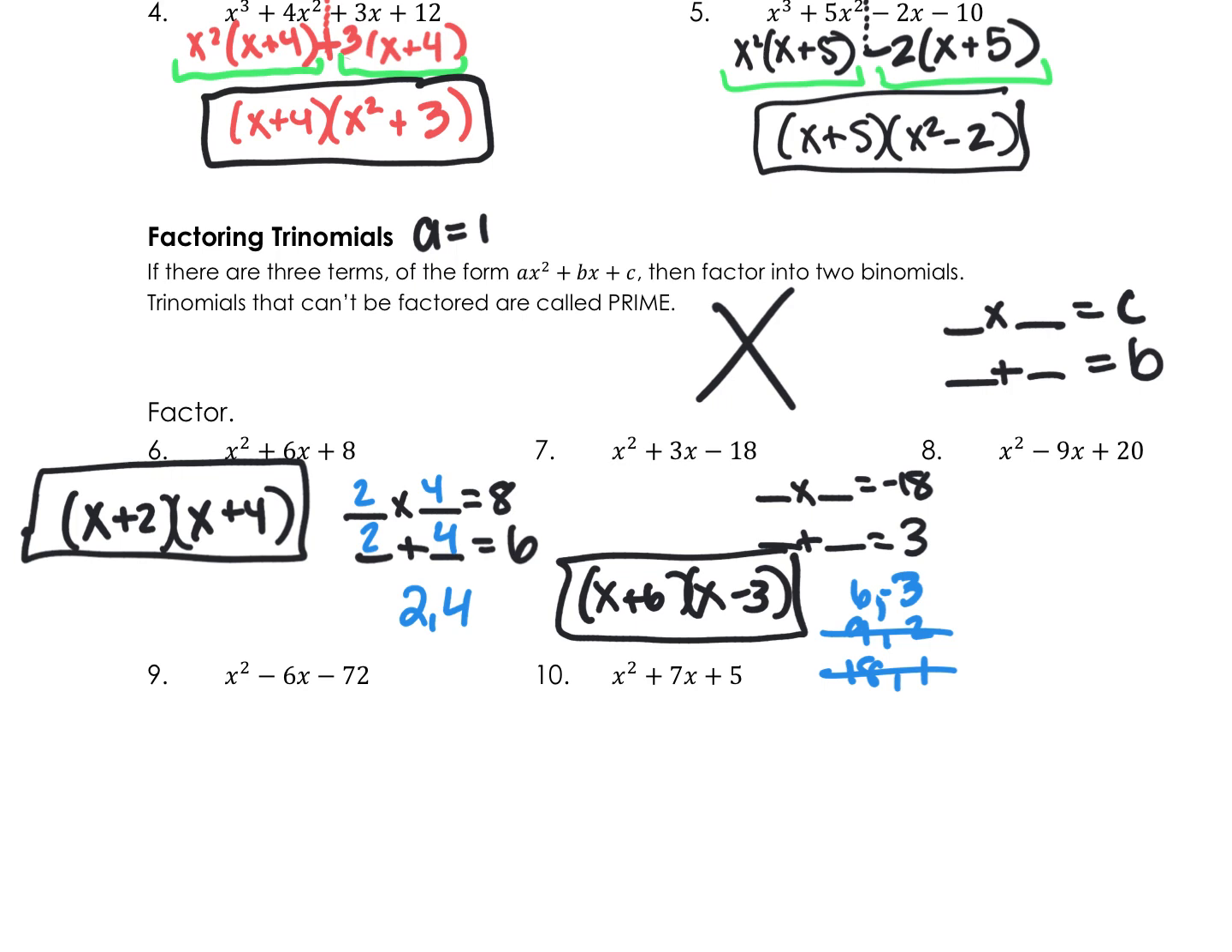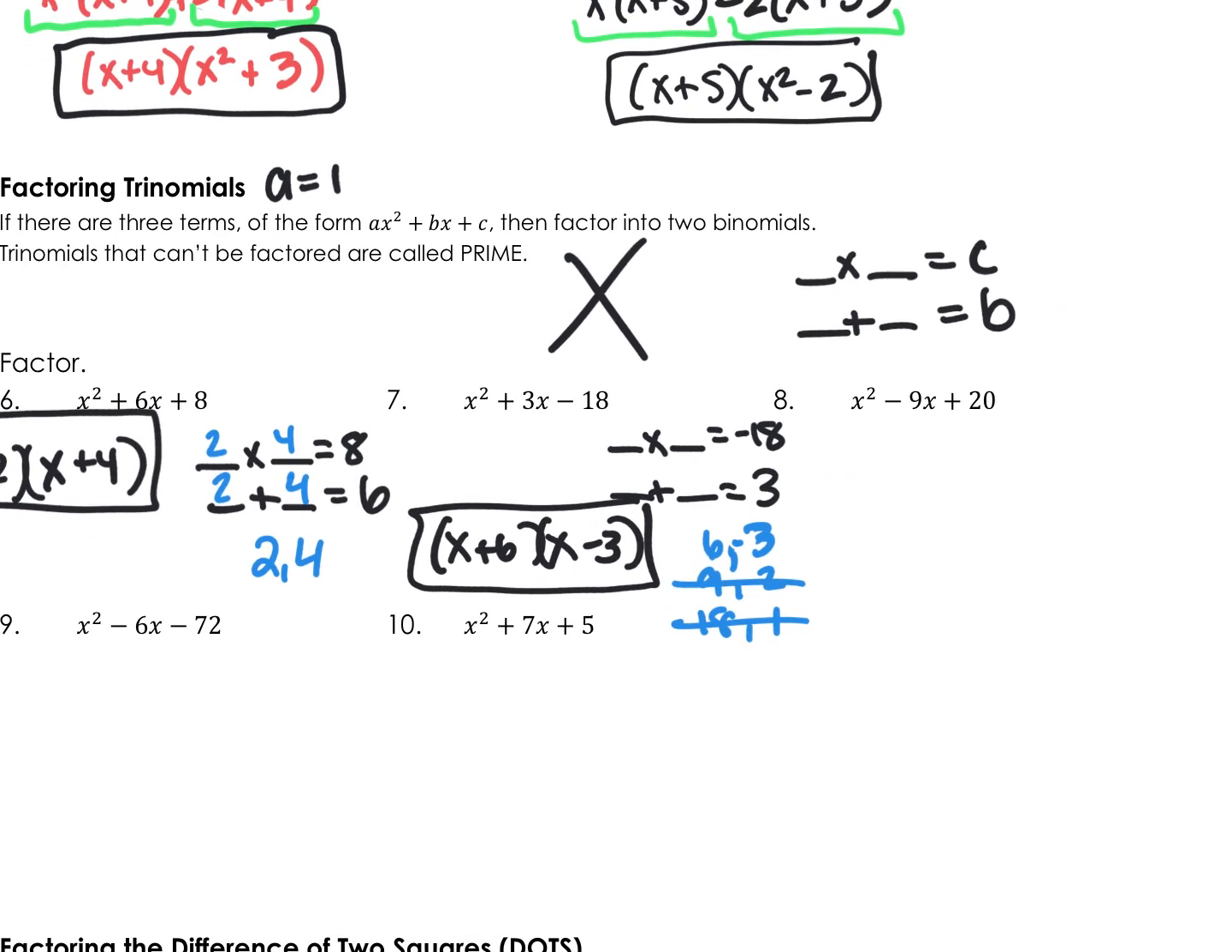All right, let's talk about each of these real quickly here. So for number 8, we need two numbers that multiply together to get 20 and add together to get -9. Well, first let's multiply two numbers together to get 20. Numbers that multiply together to get 20 are 4 and 5, 2 and 10, and 1 and 20. Those are all your combos, okay?